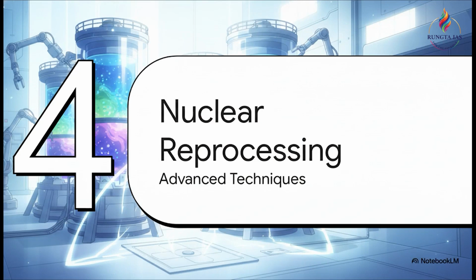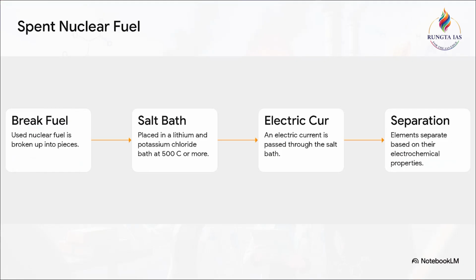Which brings us to Section 4, Nuclear Reprocessing Tech. Now, over in the nuclear industry, pyroprocessing means something slightly different, utilizing some really advanced techniques developed back in the 80s and 90s. The procedure goes like this. Step 1. The used nuclear fuel is broken down into pieces. Step 2, those pieces are placed into a lithium and potassium chloride salt bath at 500 degrees Celsius or more.